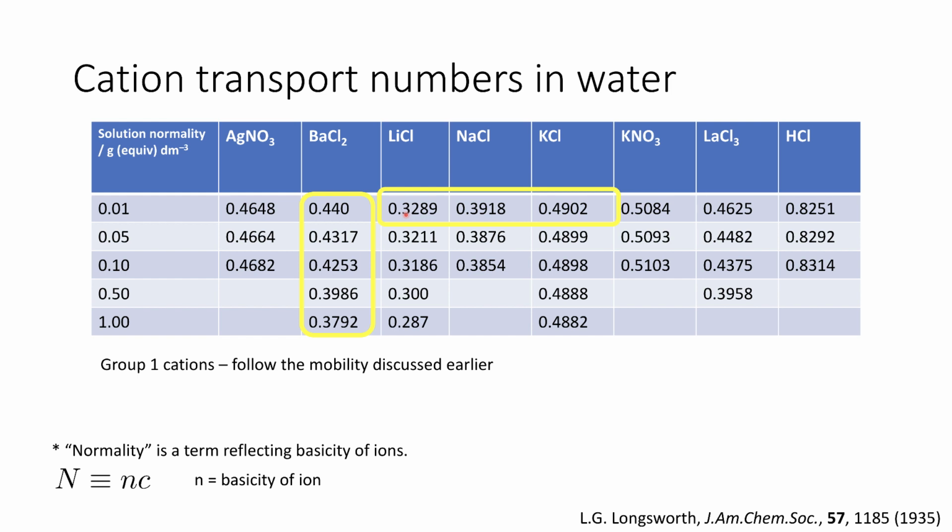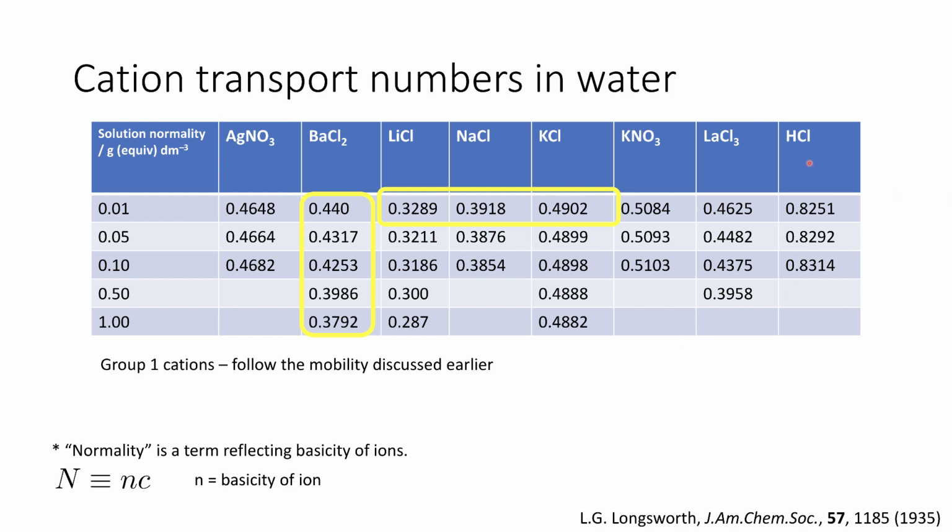It experiences more drag, so its mobility is decreased, which means it's less able to carry that charge. If we look at sodium, it's slightly better able, and potassium, it's about 50-50. We can see all of these values here are, with the exception of lithium, around about a half for a lot of them. So if we've got a transport number of about a half, that means there's an equal share of current being carried by each of the anions and cations.